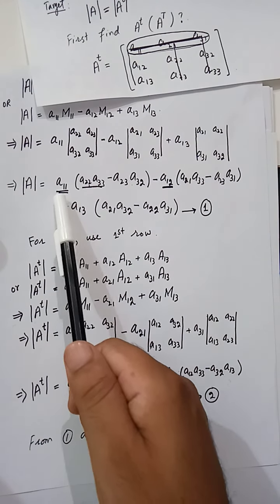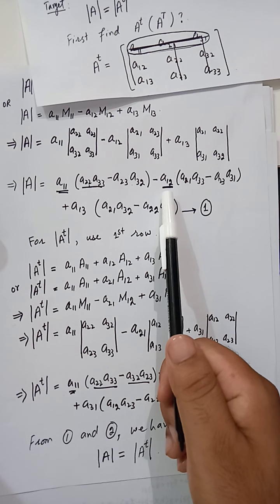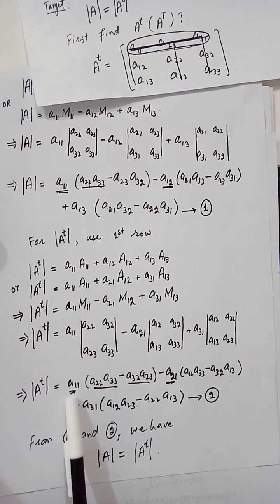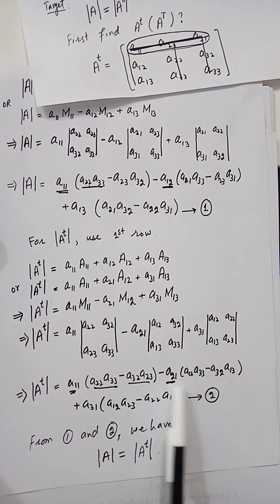So you need to multiply this a11 with this, minus a12 with this, plus a13 with this, and you need to multiply this with this, minus a21 with this, plus a31 with this, and add and subtract, and then you will see that equation 1 will be equal to equation 2. So that's why we can say that the determinant of a matrix A is always equal to the determinant of the transpose of that matrix.